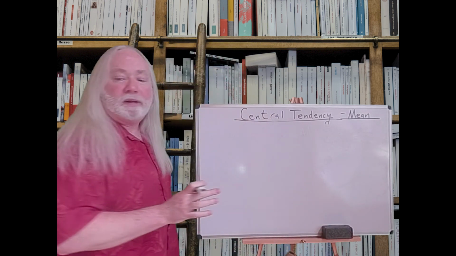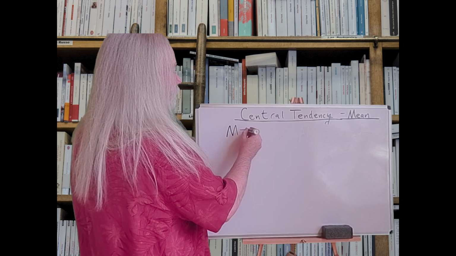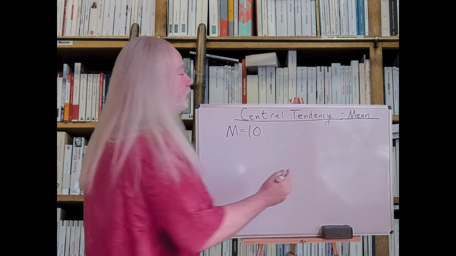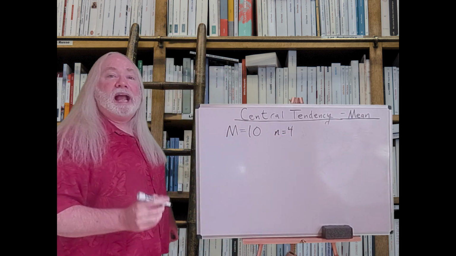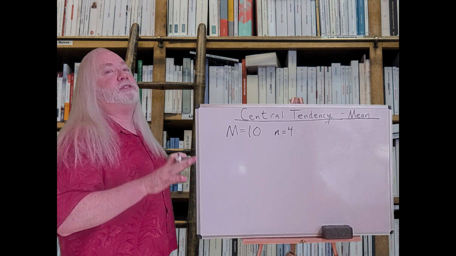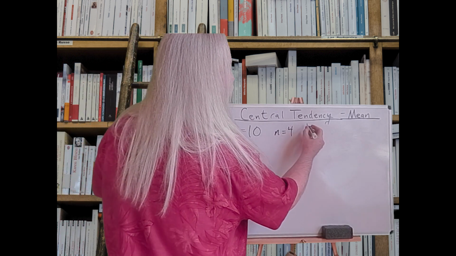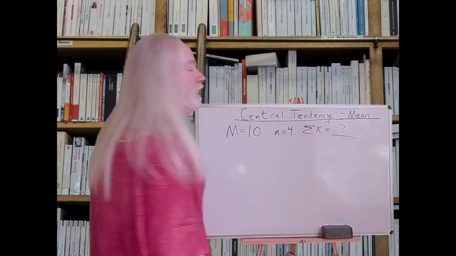Let's say what we know about this sample instead. We know the mean for the sample is 10 points. And now we know the number of scores. Let's say we know the number of scores was 4. And what we want to know is, well, what was the summation of the raw scores? What was the grand total of all the scores to get us there? So again, that's what we're trying to figure out.